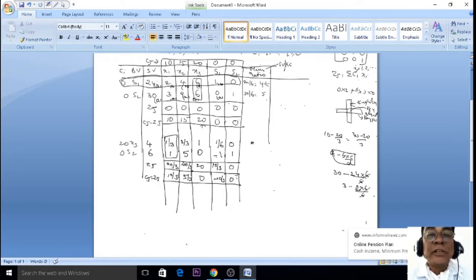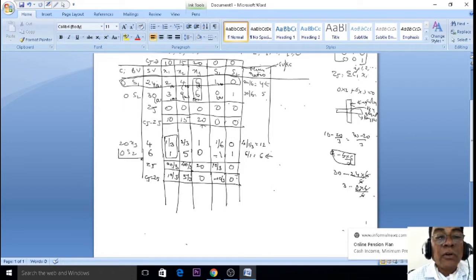Same thing. Go to the minimum ratio. How to identify the key element, I mean, the key row value? Key column is over. Key row is nothing but SV by KC. What is the SV here? 4 divided by 1 by 3. So that is equal to 4 divided by 1 by 3, that is 12. And 6 divided by 1, that is equal to 6. Select the minimum value for the key row.